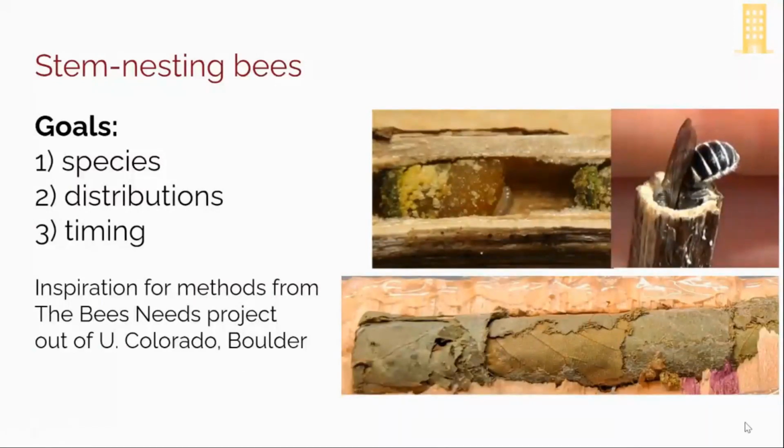I am going to talk about our stem nesting bee portion of the Bee Atlas project. My job on the project was to help with the rearing and identification and the methods of this part of the project. The goals were to get an idea of what species were out there and look at distributions of where they were over the state, and also to get some understanding of the timing of when these bees were nesting and when they were active.